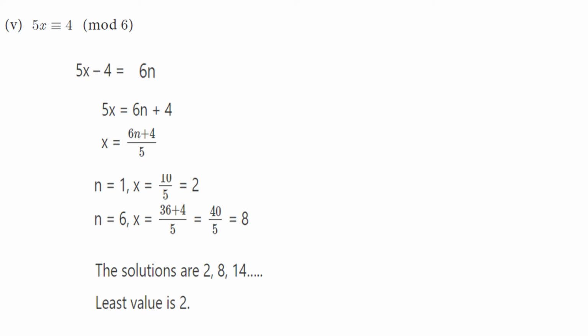Why we are taking n equal to 6, meaning 6 minus 1 equal to 5, is because that number should be a multiple of 5. Therefore, we take the next number n equal to 6. x equal to 6 sixes are 36, plus 4, is 40, divided by 5 equal to 8. Next, we will take n equal to 11, because 11 minus 6 equal to 5.